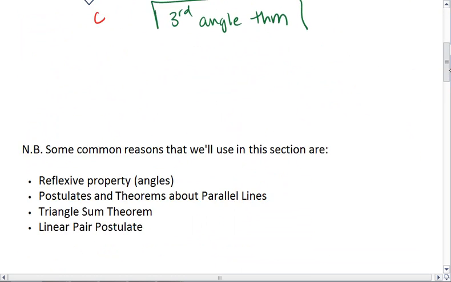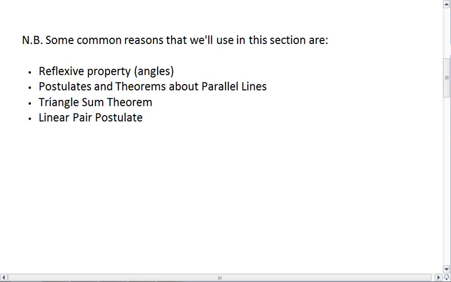Well, let's apply this with a problem. But first, some things you might want to take note of. This is our first section in this chapter that has proofs. We'll go over more proofs in the next section, in section 6.5. Some common reasons you're going to use in these proofs are the reflexive property of angles. They'll also use postulates and theorems about parallel lines, which means go back and review those if you need to.